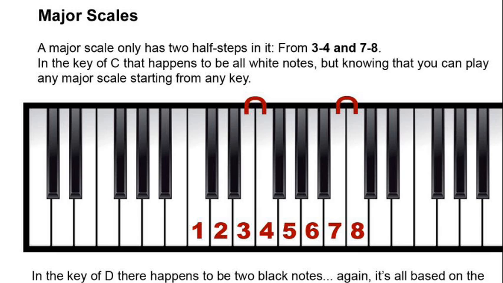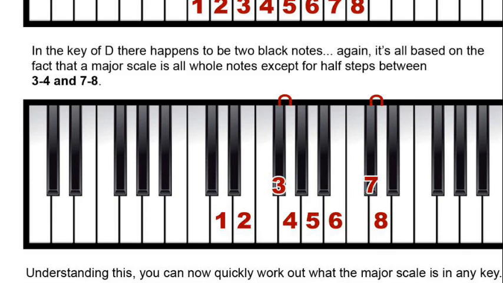With the number system, it's easy to figure out and play any major scale, because major scales consist of whole steps except between 3 and 4 and 7 and 8, which are only half steps. So if you happen to be playing in the key of C, you go whole step, and then between 3 and 4, it's only a half step, and between 7 and 8, it's only a half step. Now, that 3, 4, and 7, and 8 is the same no matter what key you're playing in.